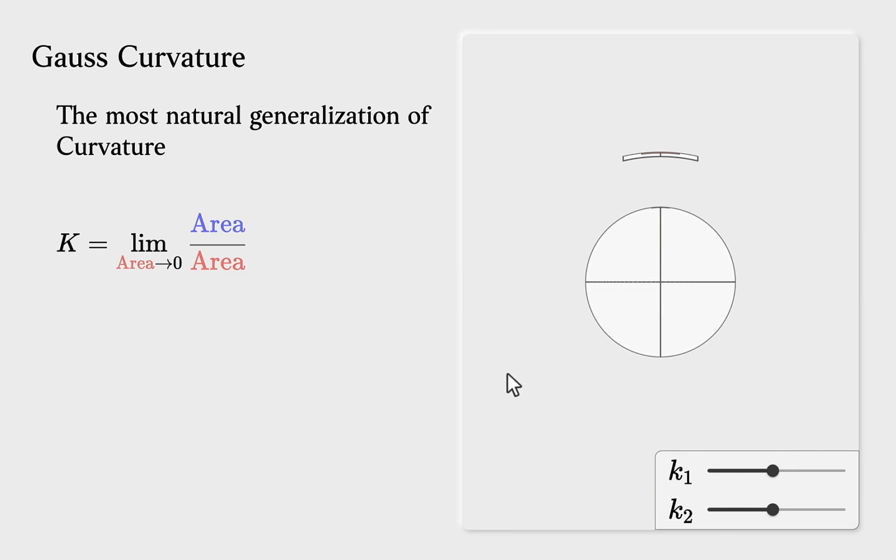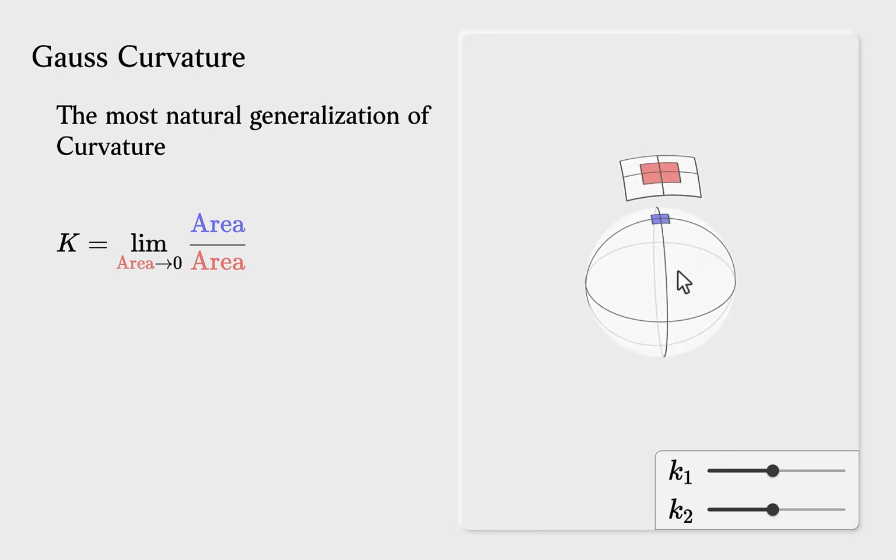Now let's further assume our area is this rectangle-like area, and this is the principal direction. Then when the area shrinks to 0, it becomes this ratio, and the ratio of width and height becomes k1 multiplied by k2.